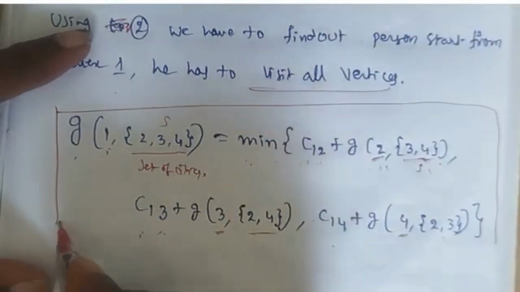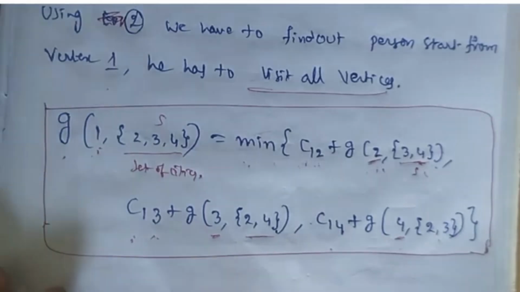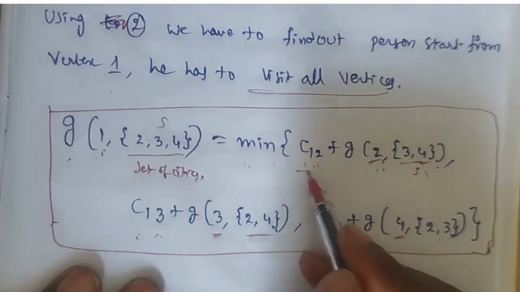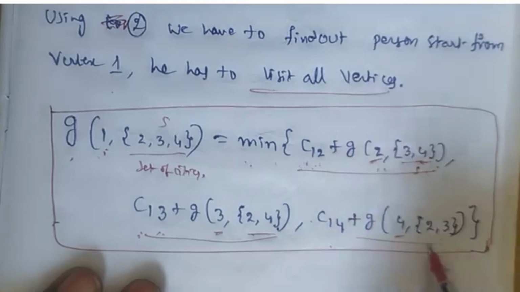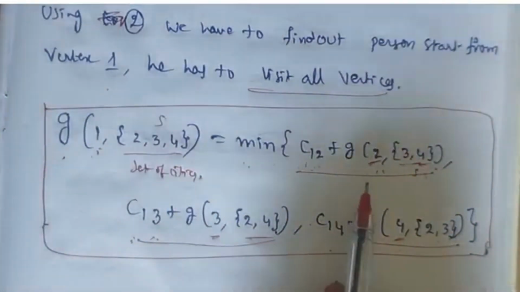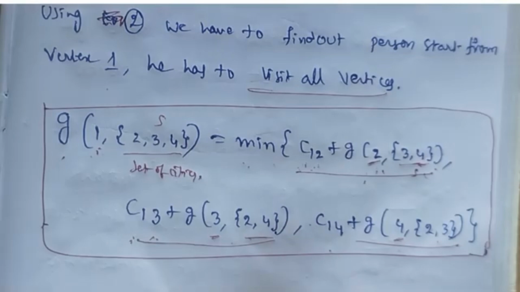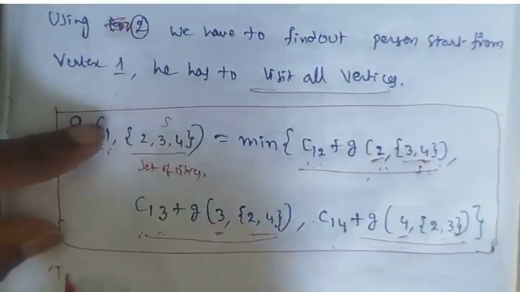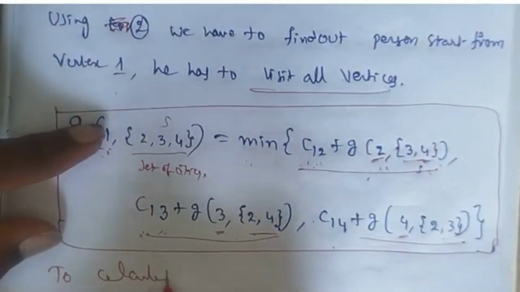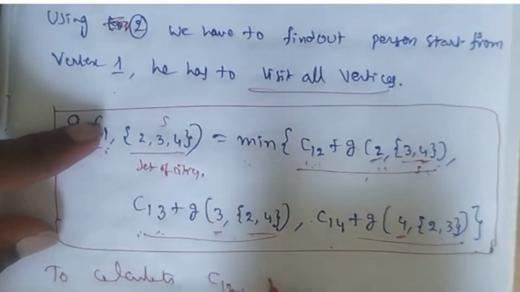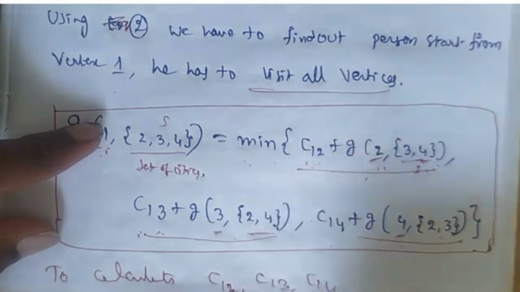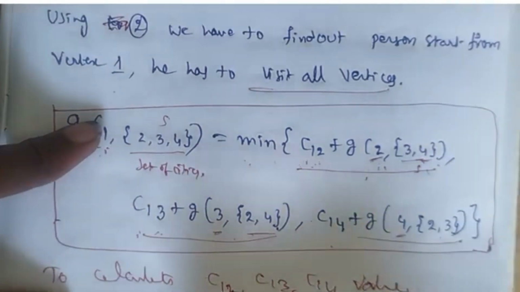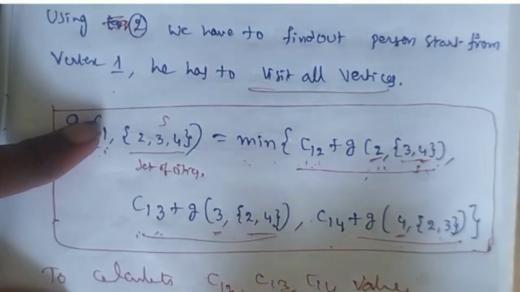This is not a main equation. This is the main implementation part. Okay, now we have to calculate this part's value, this one's value, and this one's value individually. Finally we have to merge all of this, and we will get our result value. Okay, here what I have to do? To calculate C12, C13, C14 values. I have to calculate C12, C13, C14 values.